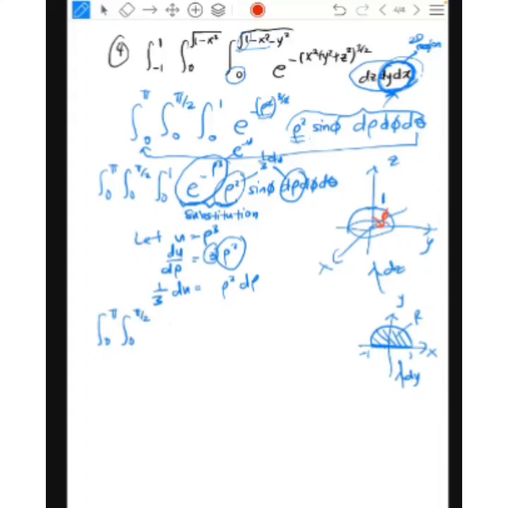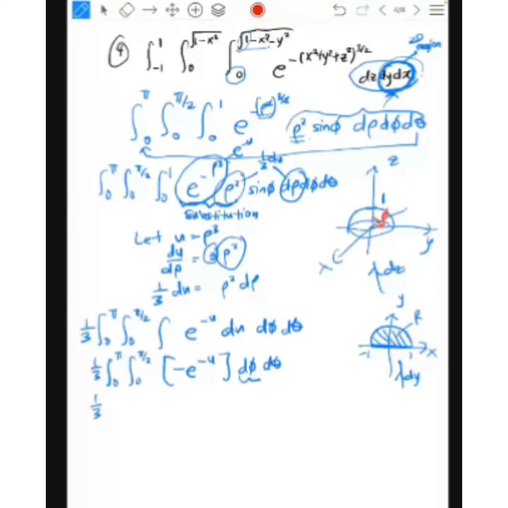Okay, so you want to solve exponent negative u, 1 over 3 saya bawa keluar siap-siap. So du, dv still there, d theta still there. Okay. So exponent negative u will be negative exponent negative u. Okay, the rest yang ini boleh selesaikan saja macam tadi, because there's no phi there, there's no theta there. Okay, so you can solve directly.